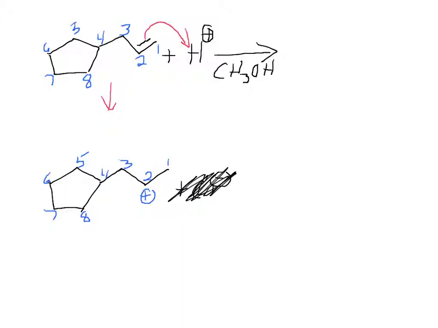Right, balance our charges. We had a plus charge in the starting materials, we should have a plus charge in our products. So, if we form a carbocation though, can we do a rearrangement here? But it wouldn't be. What rearrangement can we do? Secondary to secondary.